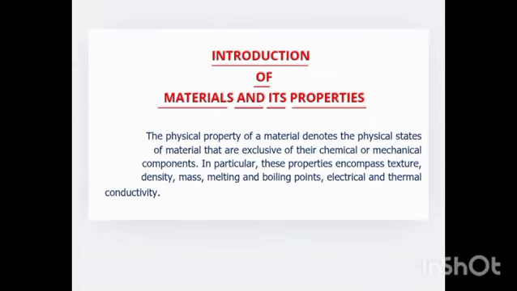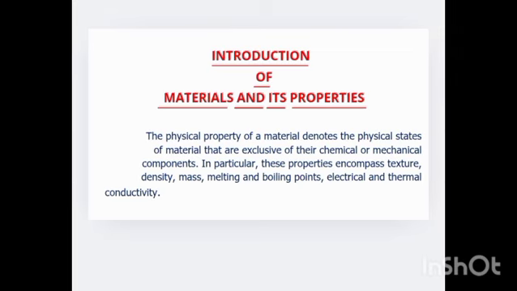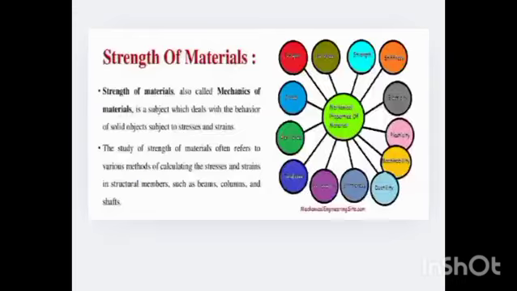Hello everyone. Today I am going to explain about materials and their properties. So, the physical property of a material denotes the physical state without changing the chemical or mechanical components. These physical properties include texture, density, mass, melting point and boiling point, etc.